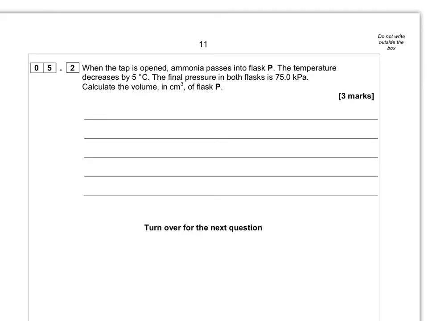When the tap is opened, ammonia passes into flask P. The temperature decreases by 5 degrees C, and the final pressure in both flasks is 75 kilopascals. And we need to calculate the volume. So let's see what information we've got. If we know it's a volume, we know we're going to be using the ideal gas equation again. So we want to rearrange it for volume. So it's going to be nRT over P.